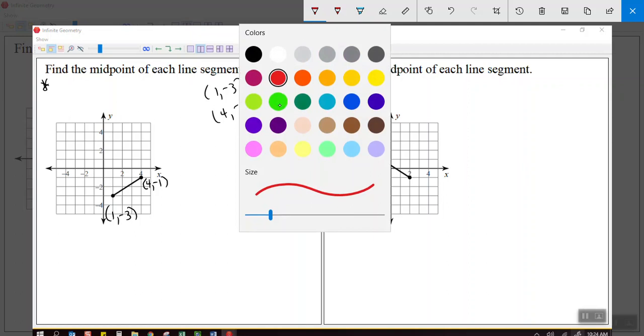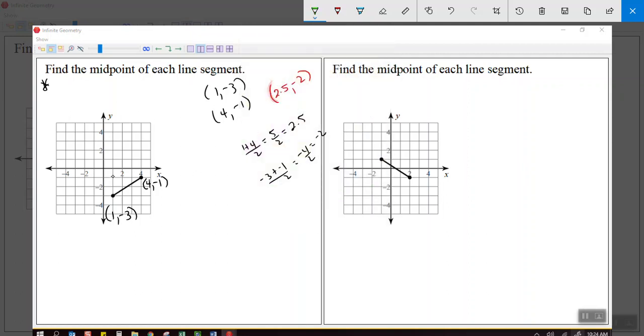So the answer would be 2.5, -2. Now, another way of doing this is saying, would you look at that? The rise is 2 and the run is 3. So that means you divide those by 2. 2 divided by 2 is 1.